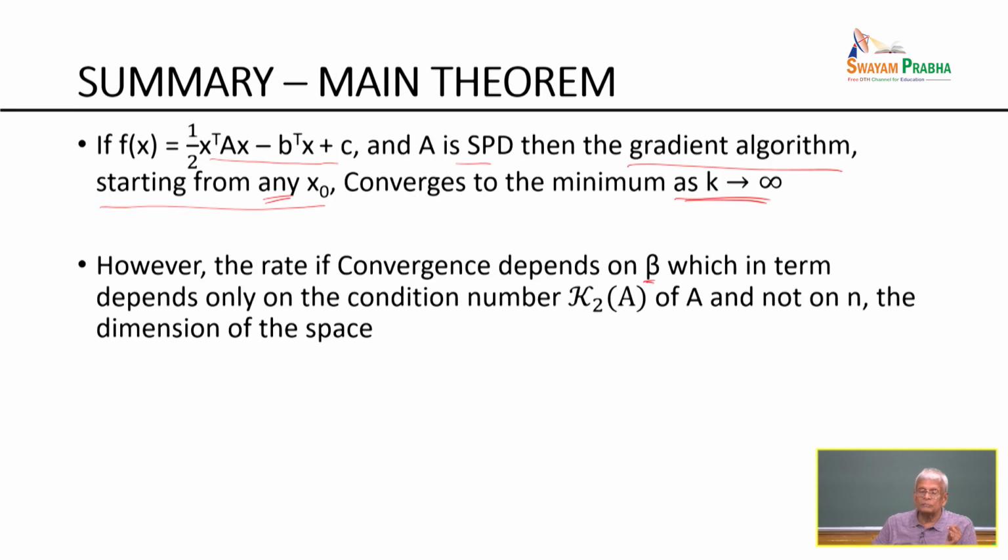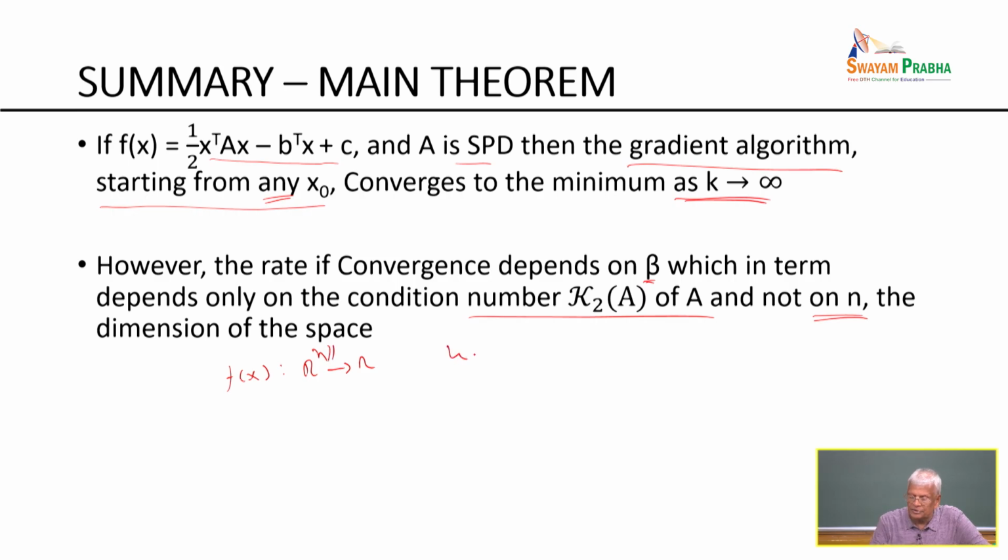Convergence is slower. So, the rate of convergence depends on the condition number. It does not depend on n. What is n? N is the dimension. So, there are lots of indices in here. The f of x is a function from Rn to R. So, n is the dimensionality of the space.